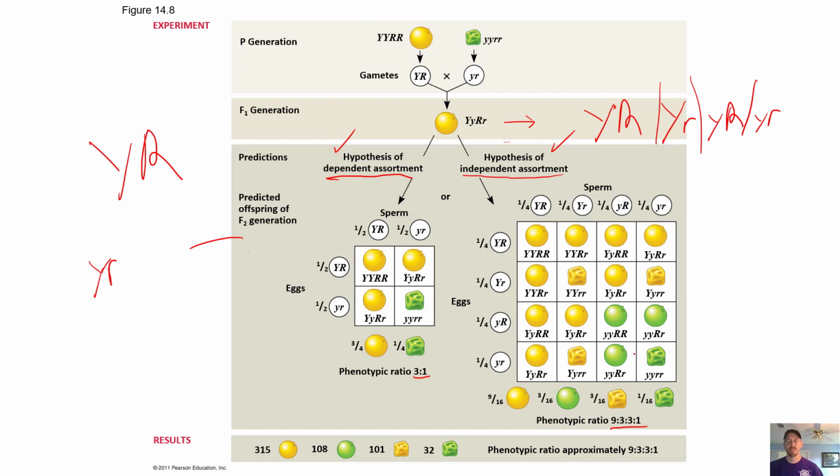And so he does the experiment, and he gets 315 of these to 108 of these to 101 of these to 32 wrinkly green, and that comes out as pretty much a 9:3:3:1 ratio. So this is the model that holds true: independent assortment. So that means that these traits are inherited separately. Probably they're on separate chromosomes, right?